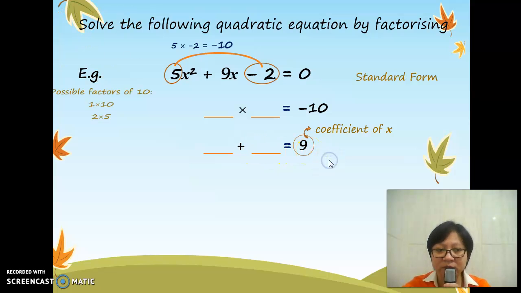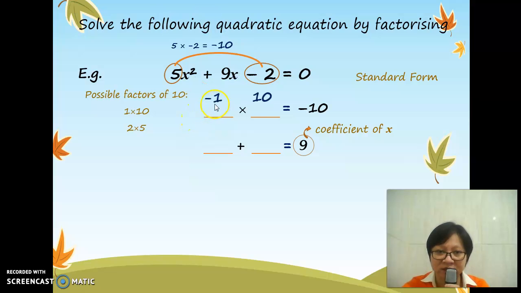So think about the possible factors of 10. 1 times 10 and 2 times 5. Since the product is negative 10, we need to put a negative sign on one of the factors. For example, I choose negative 1 and 10 because negative 1 times 10 is equal to negative 10. And negative 1 plus 10 is equal to 9. I have the two factors.